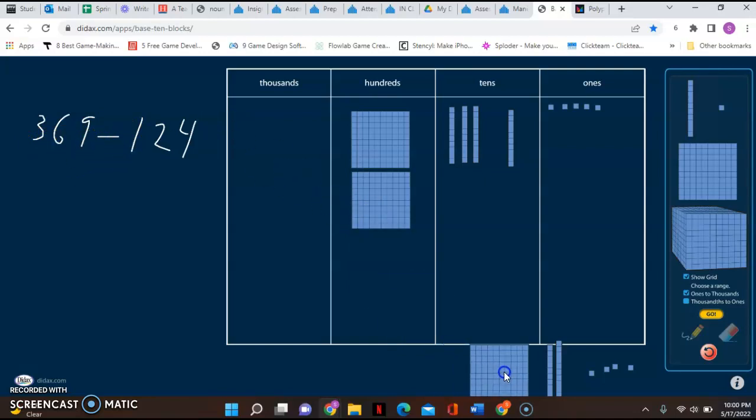So we would remove that value. And so our final result will be 245 as our answer. 245.